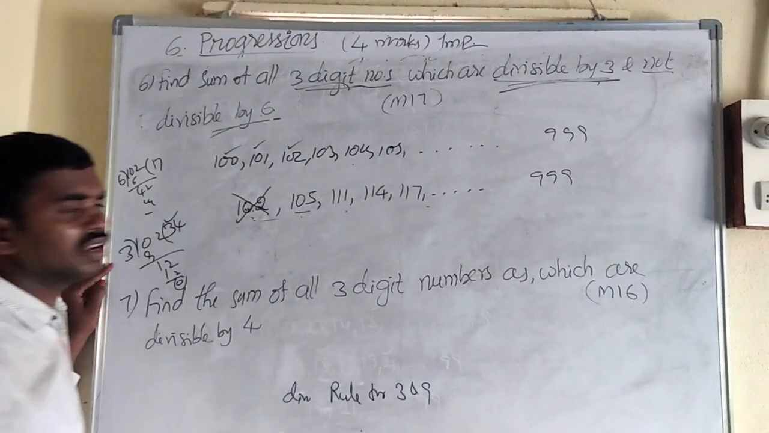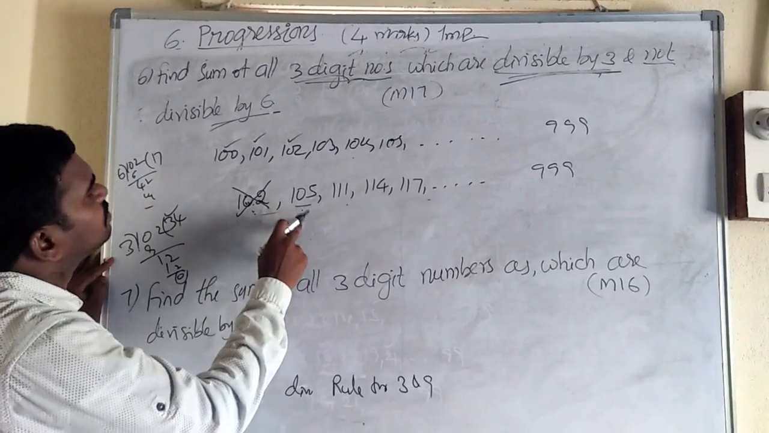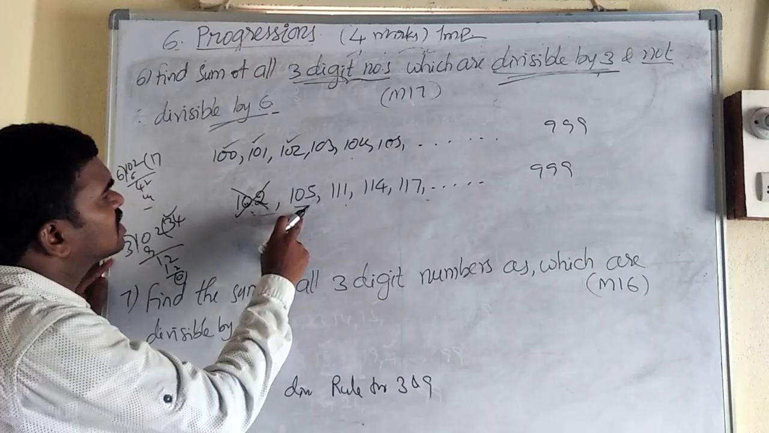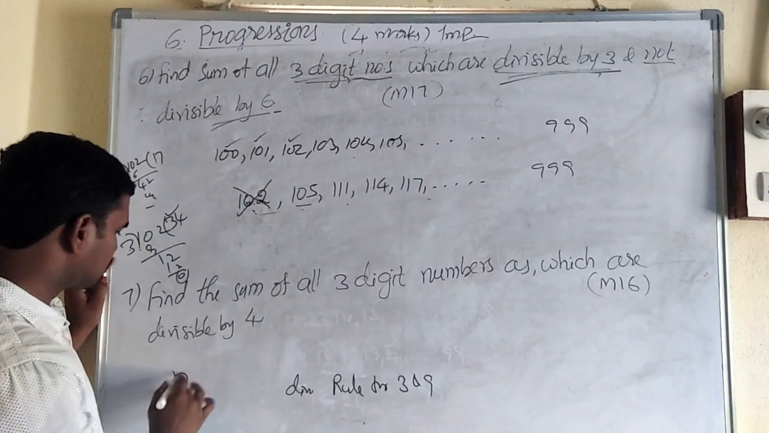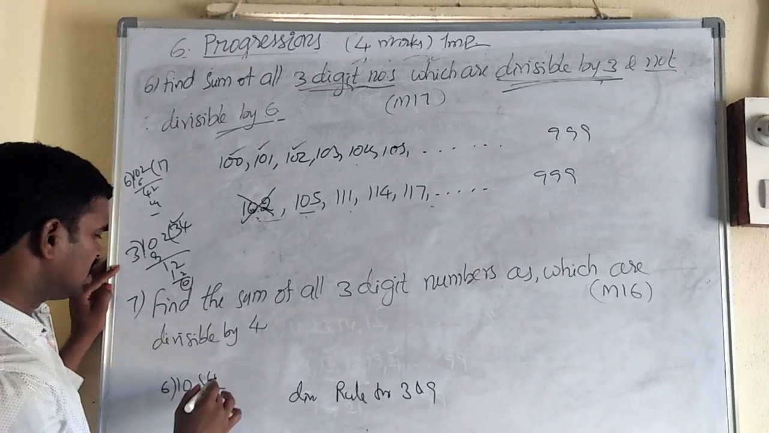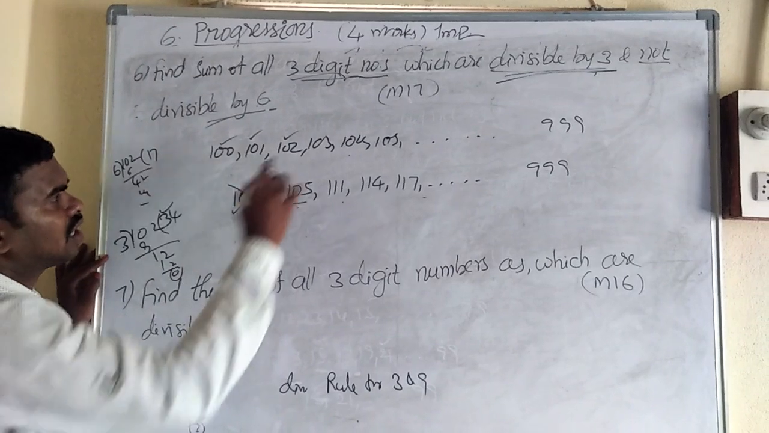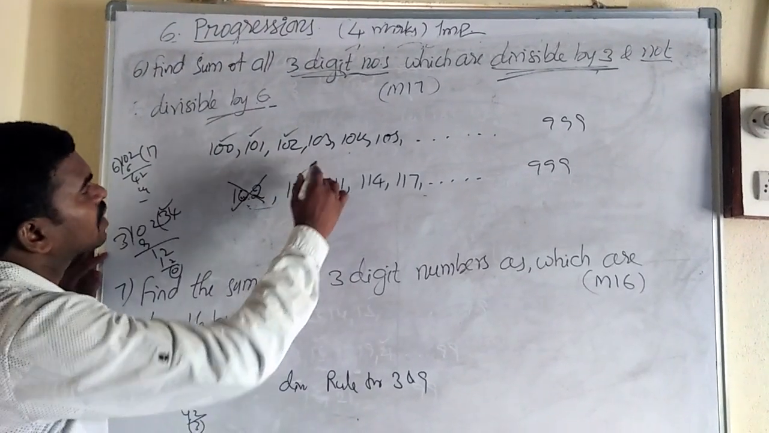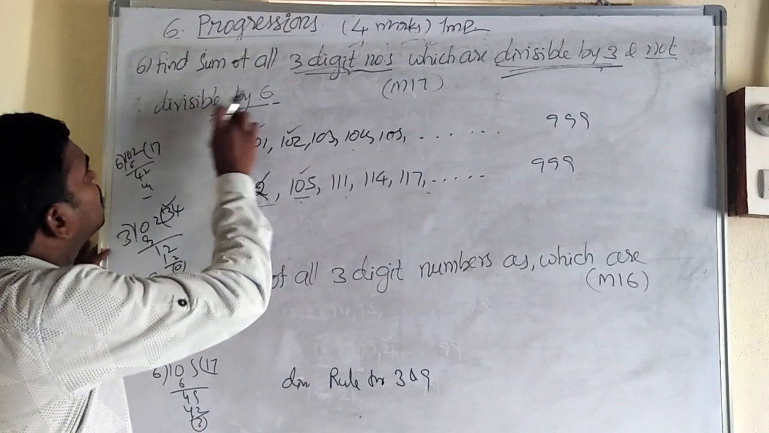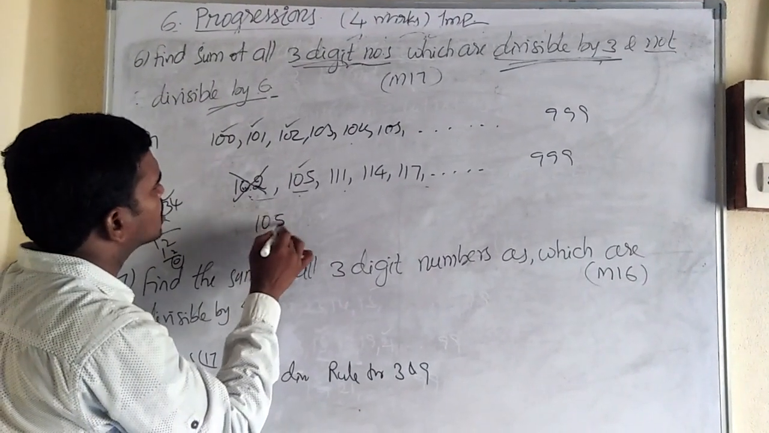Okay, next take 105. Is it divisible by 3? Yes. Is it divisible by 6? Check it. 105: 6 1s are 6, 6 7s are 42, remainder is 3. So it is not divisible by 6. So it is taken, because we want numbers not divisible by 6. So 105 is taken.